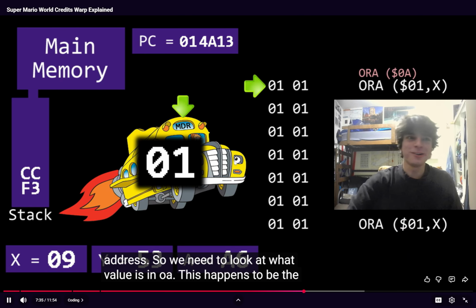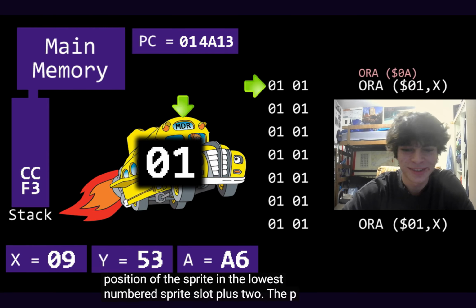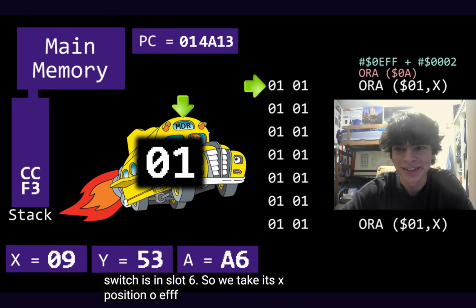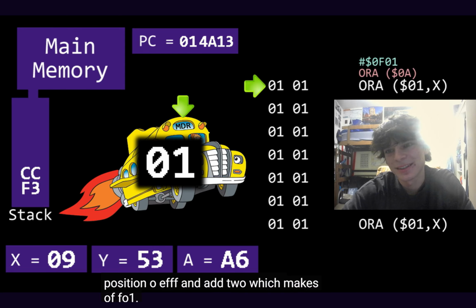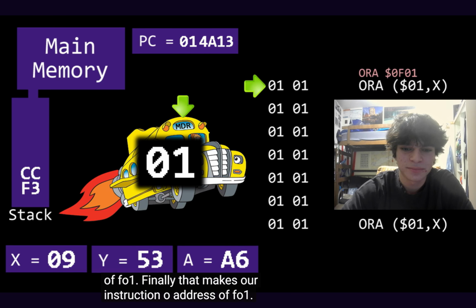This happens to have the X position of the sprite in the lowest sprite slot, plus 2. The P-switch is in slot 6, so we take its X position, 0EFF, and add 2, which makes 0F01. Finally, that makes our instruction ORA address 0F01.